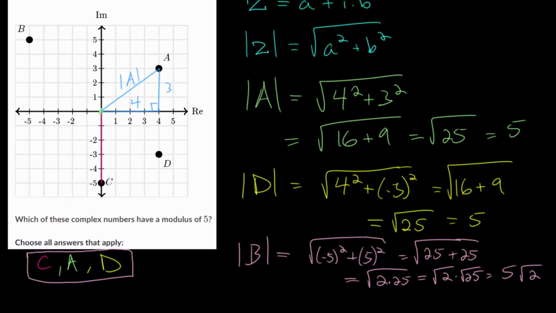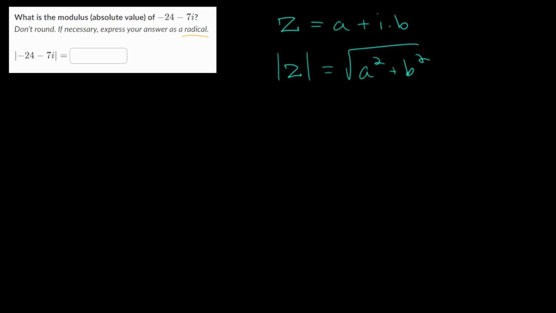And let's look at one more example problem. In this problem, we need to find what is the modulus, or the absolute value, of the complex number -24 minus 7i. And we want an exact answer that is expressed as a radical, or as a whole number. So let's paste in our formula for finding the modulus, where again, if we have some complex number z that's equal to a plus ib, then the modulus, or the absolute value of z, is just the square root of the real part squared plus the imaginary part squared.